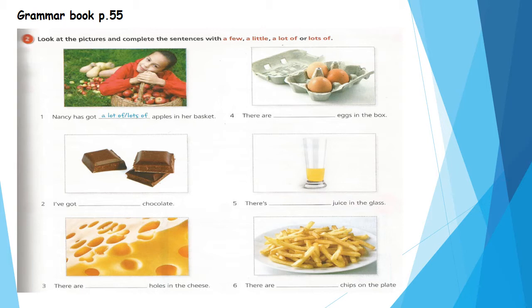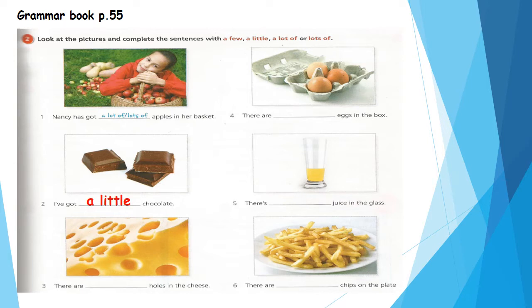Number 2. Okay, look here. He has only 3 small pieces of chocolate. Yes, and chocolate is uncountable. Super. So if you want to talk about small quantity and uncountable, we'll use what? Super. We'll use a little.